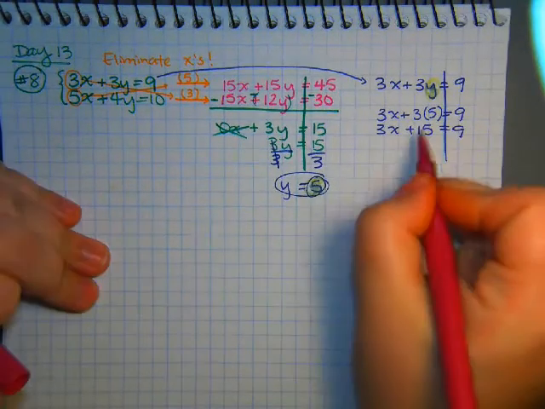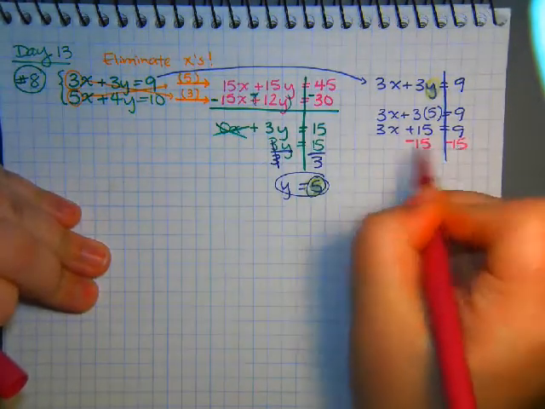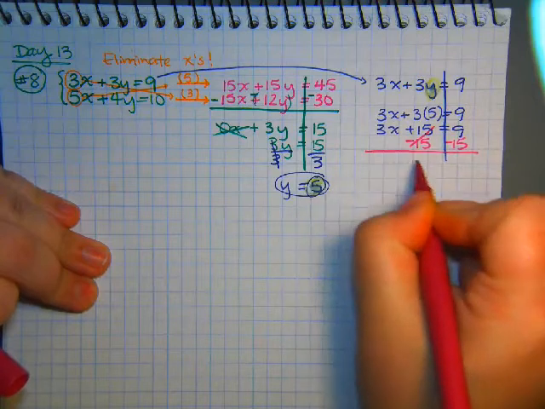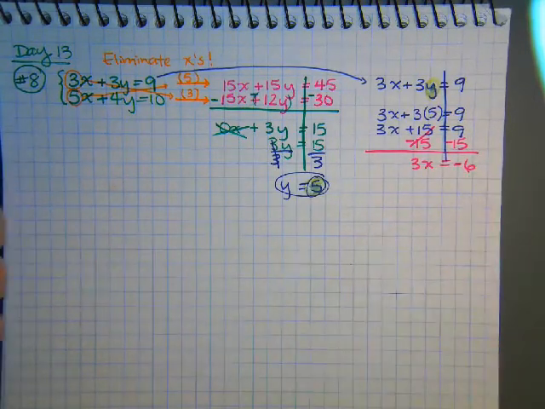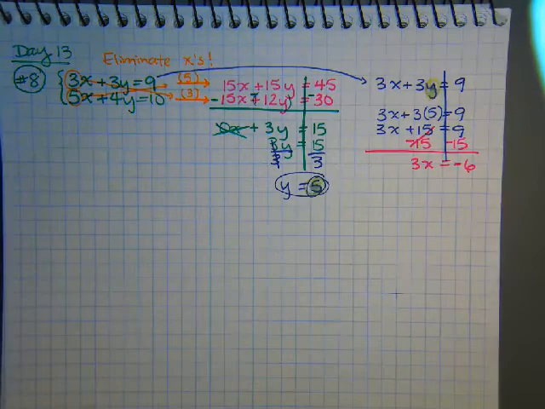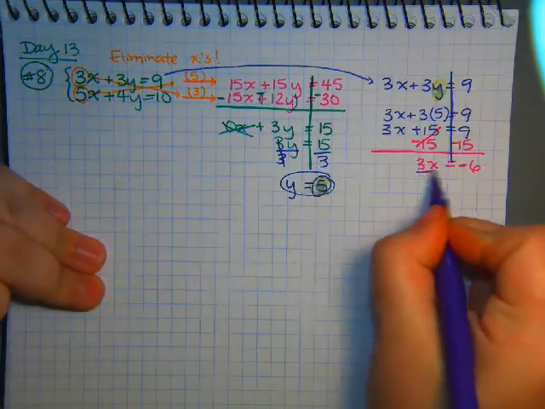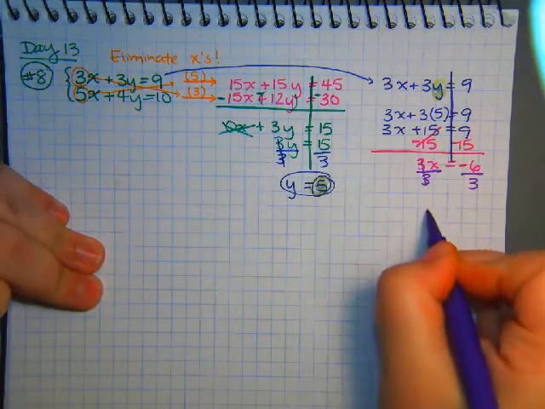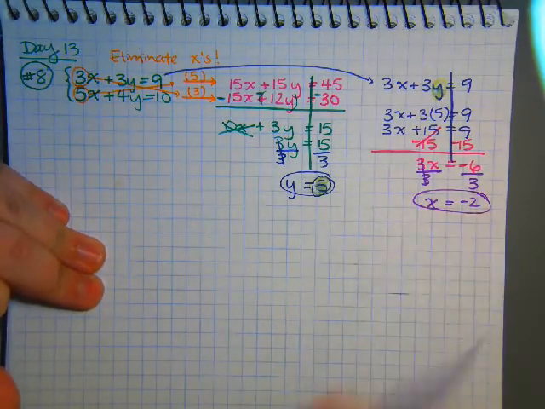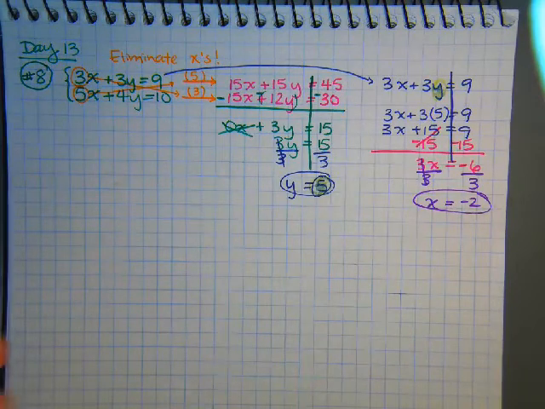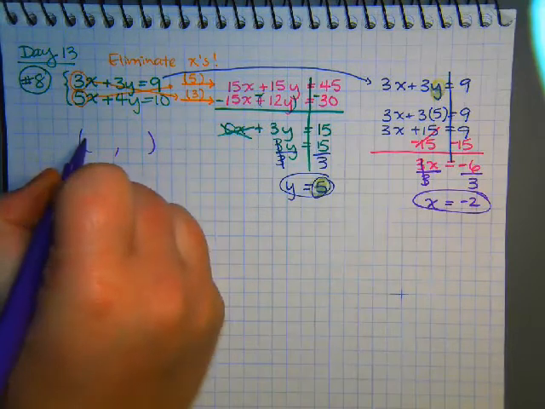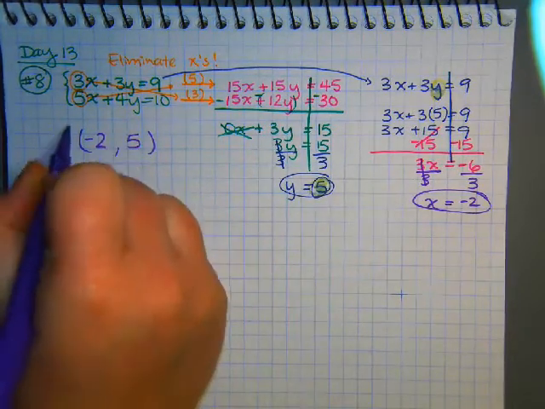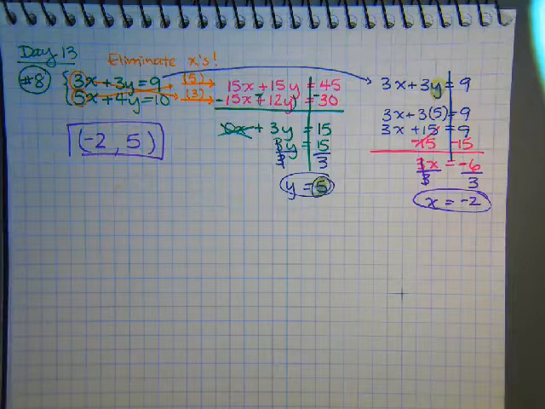So the first thing I do, all I have is 3x equals -6. And then the last step is to divide by the coefficient, which is 3, and x equals -2. So now I have my x and my y value. To give the solution, I take it and I put it in x always goes first, y goes second. There's my coordinate point.